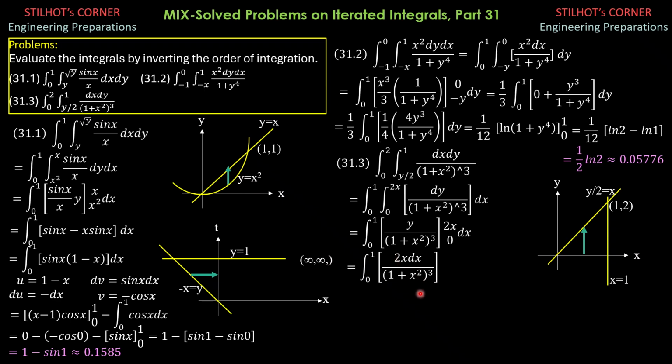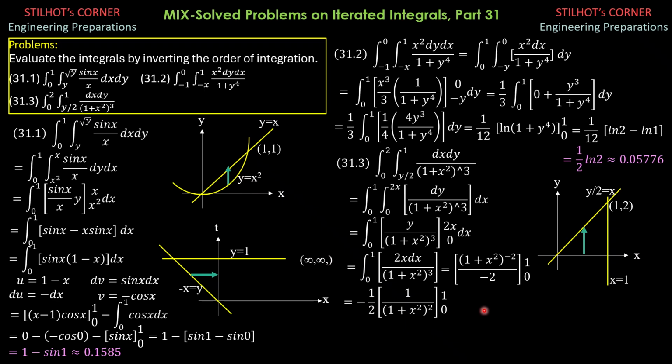So this is in the form integral of u to the negative 3 du, power formula. So that would be integral from 0 to 1. So that is u to the negative 2 over negative 2, or 1 plus x squared to the negative 2 over negative 2 from 0 to 1. So we rearrange this into negative 1 half quantity 1 over 1 plus x squared from 0 to 1.